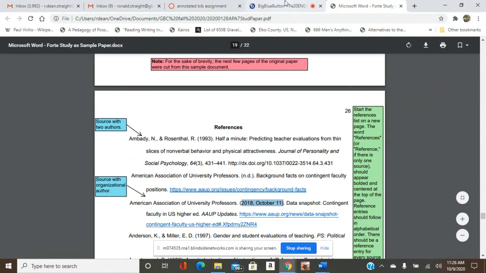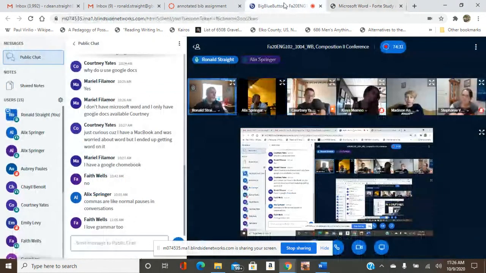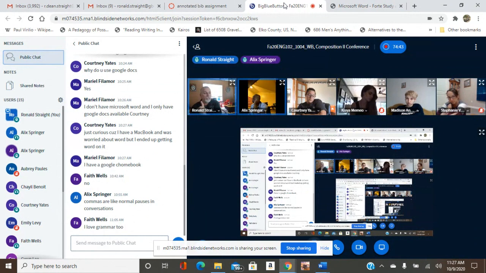It has a first name and last name. APA just wants the first initial of the first and middle name. So, like for me, you would do straight, R period, space, D period, space, parenthesis, 2020, parenthesis, period, which is a little different than the MLA.